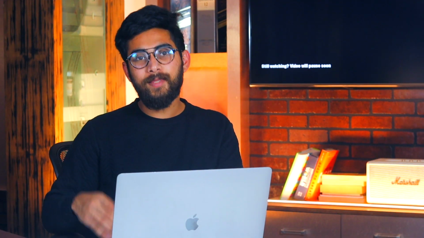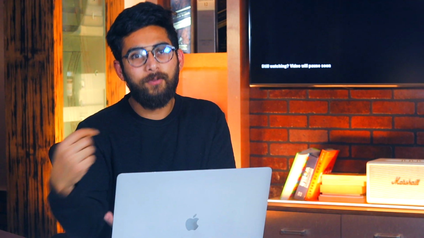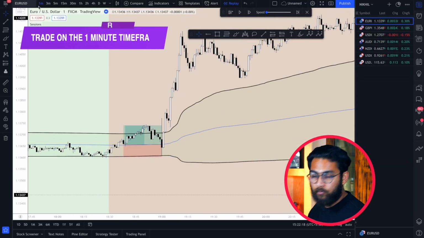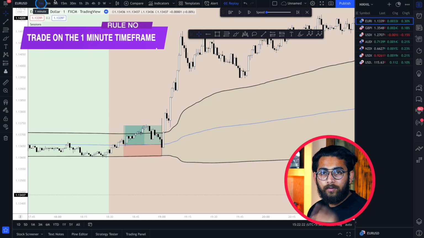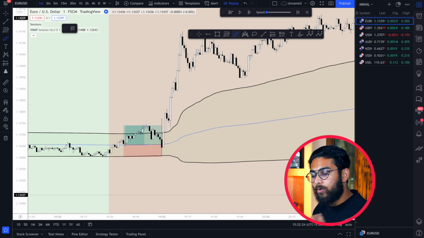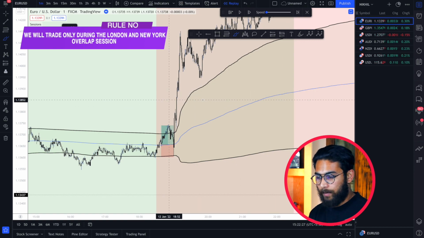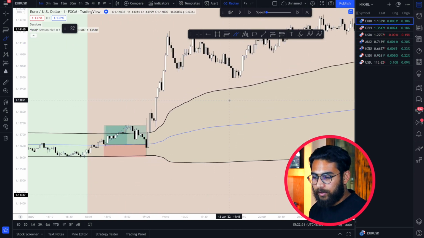The most important thing that I wanted was to get in on the new trend as quickly as possible. And so here's rule number one. Rule number one is we will trade this on the 1 minute time frame. Rule number two is we will only trade this during the London and New York overlap session. And that is pretty obvious, right?